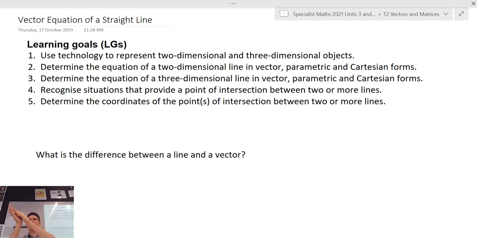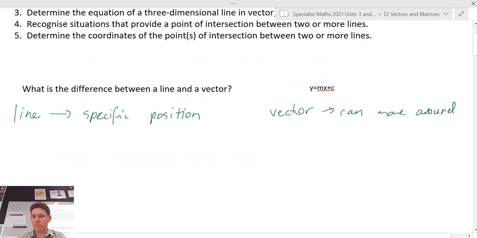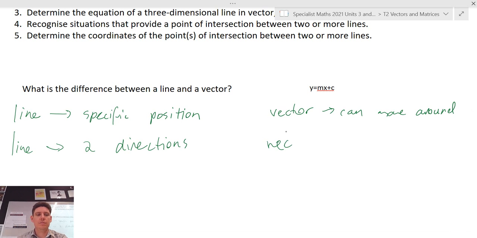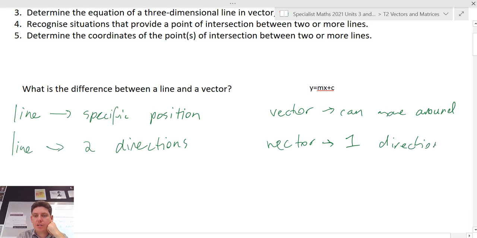Does a line have a direction? A line has a specific location. A line can have two directions. A vector only has one direction. A line travels in two directions. That's why when you have a line, you have two arrows. With a vector, you just have one arrow.